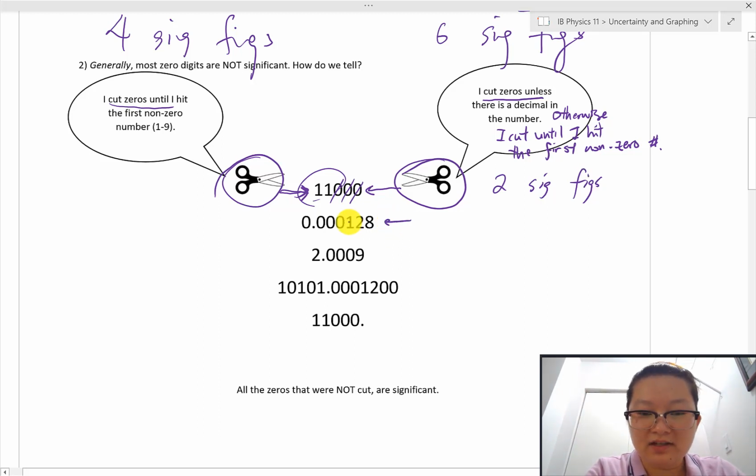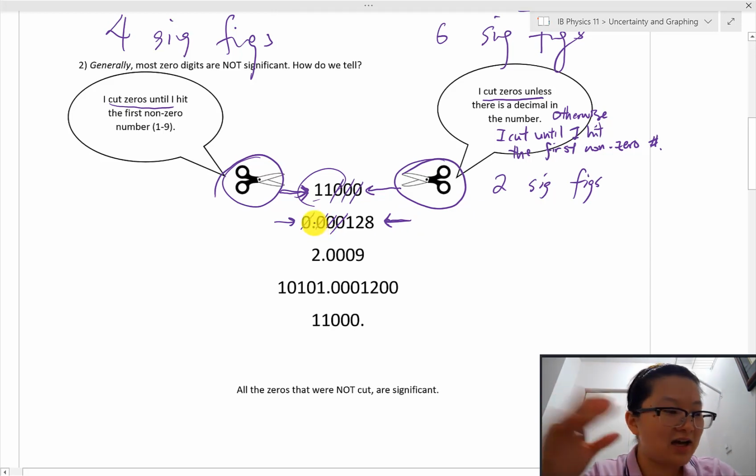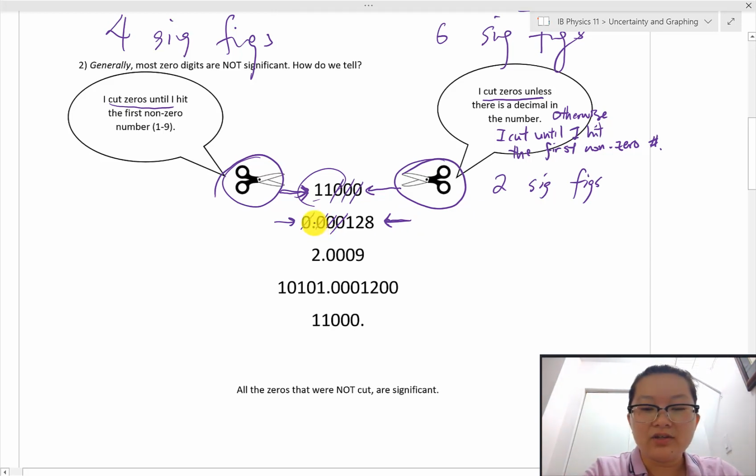Let's do the same thing for the examples down here. I have these scissors that want to cut here and here. Starting with the one on the left, it sees a zero, so it gets rid of you, and you. The scissor over here says, oh, there's a decimal in the number, I'm not going to cut, I'm going off for my break. So we are left with 3 sig figs.